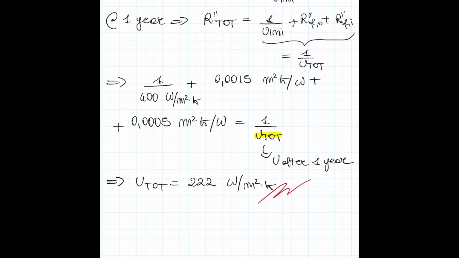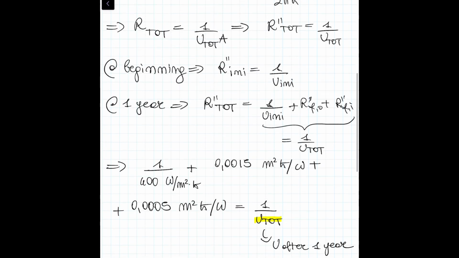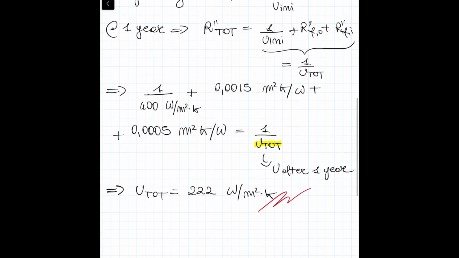Now, before actually closing the recording, I would like to make a few comments. Indeed, as you can see, the overall heat transfer coefficient after 1 year due to fouling has almost halved. Indeed, U initial is almost equal to 2 times U total after 1 year. And this is really important because it displays how fouling is really something that must be taken into account because it extremely reduces the effectiveness and the efficiency of our system.